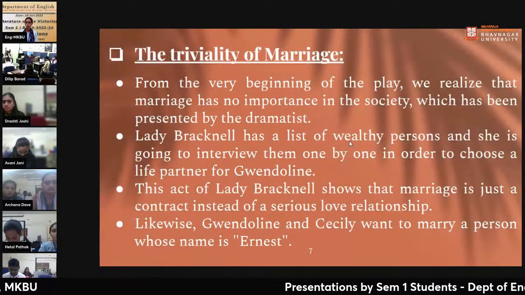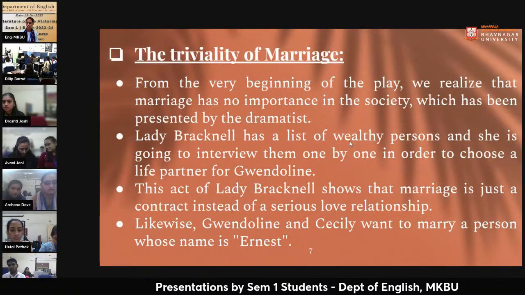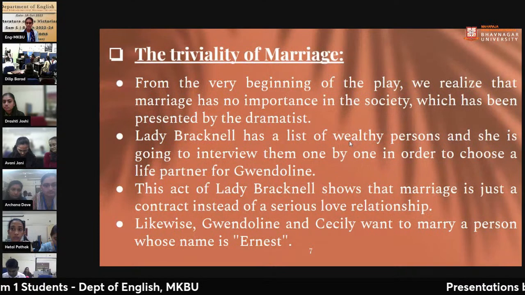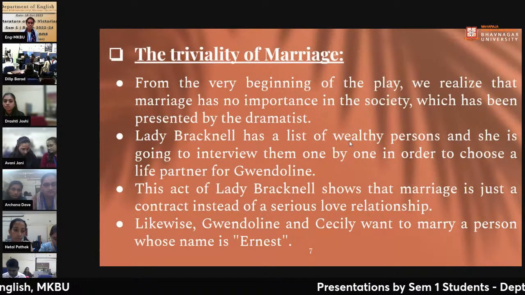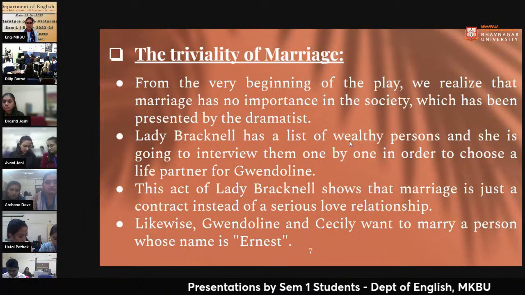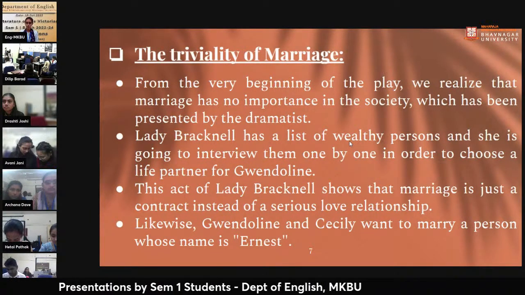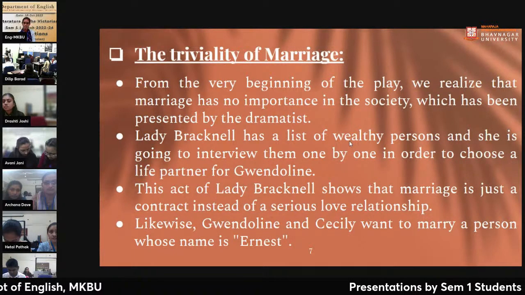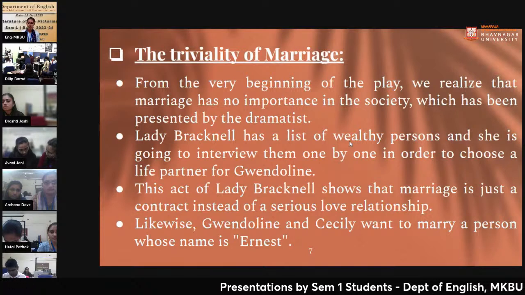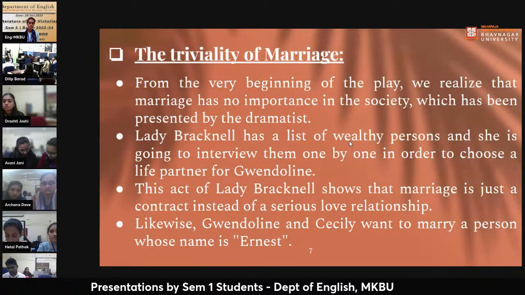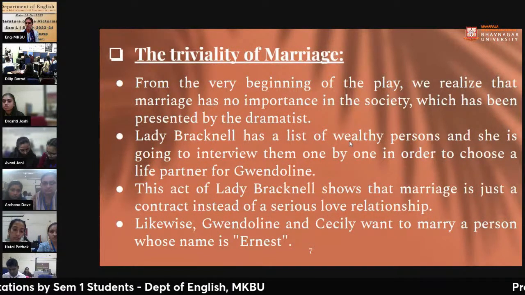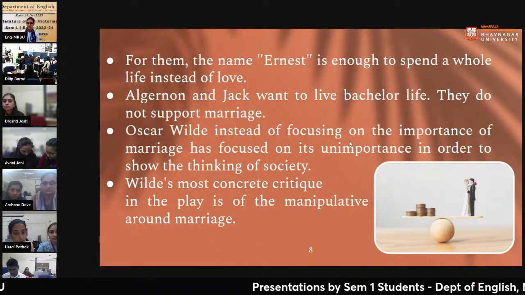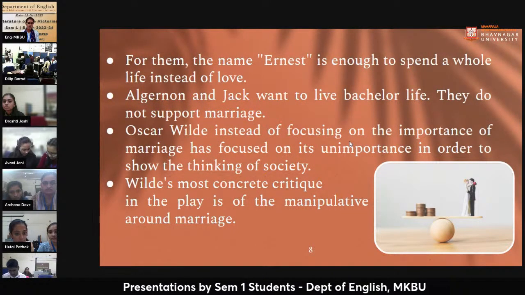Second is the triviality of marriage. From the very beginning of the play, we realize that marriage has no importance in the society presented by the dramatist. Lady Bracknell has a list of wealthy persons, and she is going to interview them one by one in order to choose a life partner for Gwendoline. This act shows that marriage is just a contract instead of a serious love relationship. Likewise, Gwendoline and Cecily want to marry a person whose name is Ernest. For them, the name Ernest is enough to spend a whole life with, instead of love.